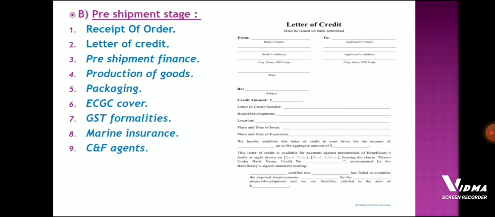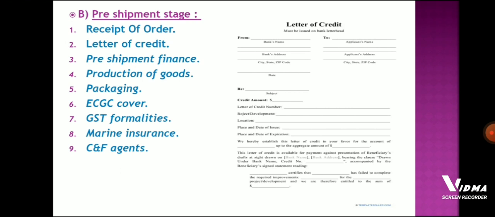It's a very lengthy stage because you can see here it includes 9 steps. Pre-shipment means steps taken by trade operators before goods are shipped for export. This stage includes the following steps. First is receipt of order. As soon as the order is received, the exporter must verify and confirm the order.